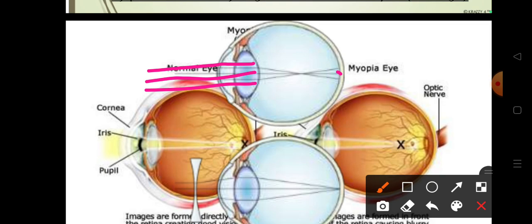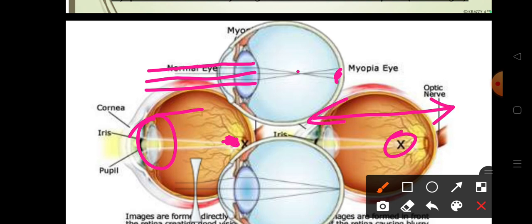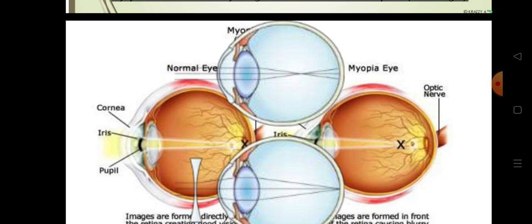But if the curvature of the eye increases, then the rays coming from the object do not converge at the fovea, they converge in front of the fovea. Then we cannot see the objects very clearly. If the curvature of the lens is increased, in that case also, and sometimes because of elongation of the eyeball, we cannot see far objects.